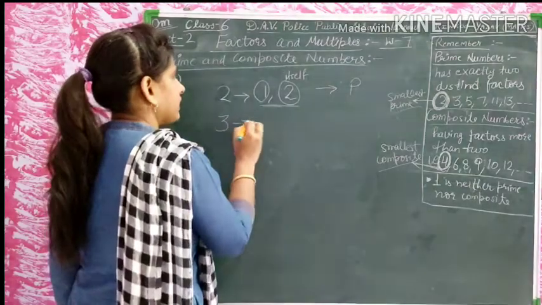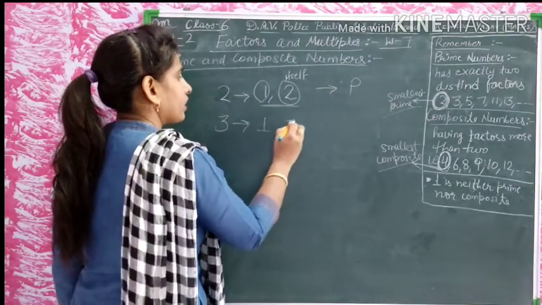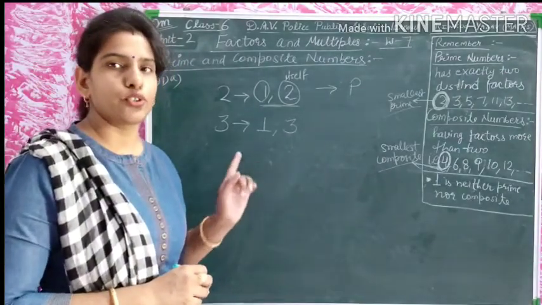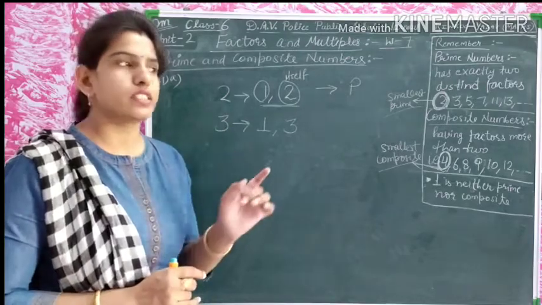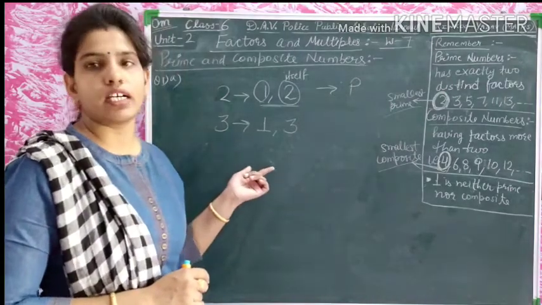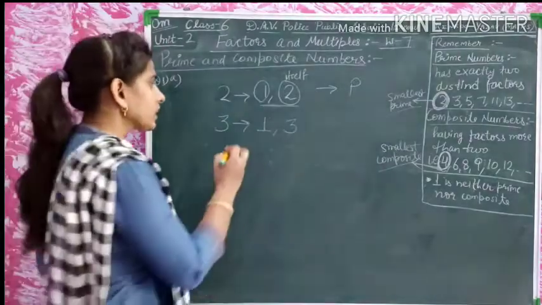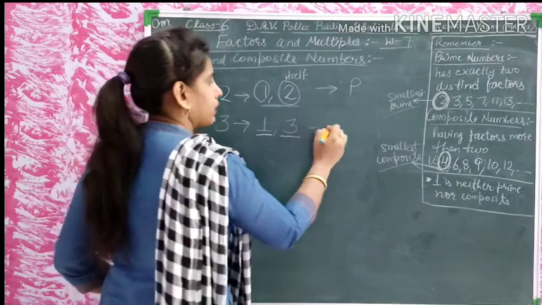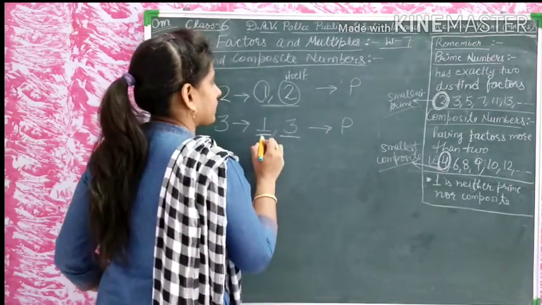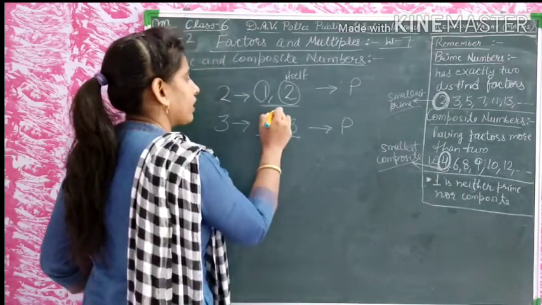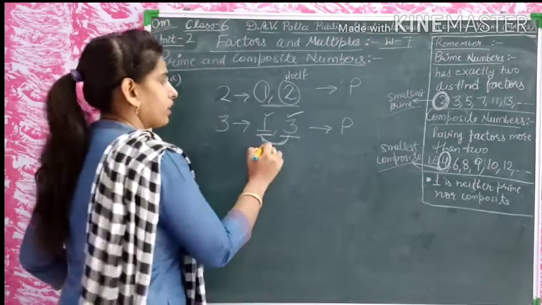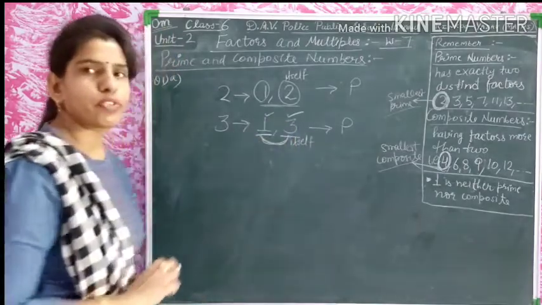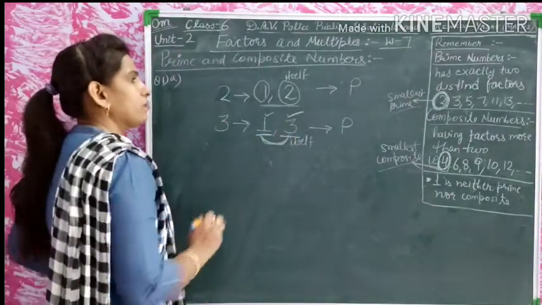Now the number is 3. Its factors are 1 and 3. We have already done the topic of factors. You know that the numbers which divide a number exactly are its factors. Factors of 3 are 1 and 3. It means this is also a prime number because it has exactly 2 factors, 1 and itself. Is this clear, students? This is also a prime number.